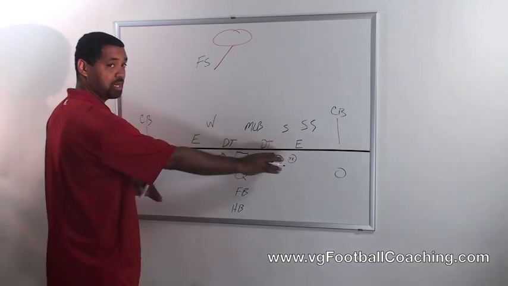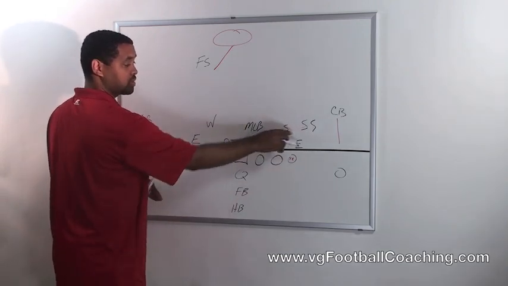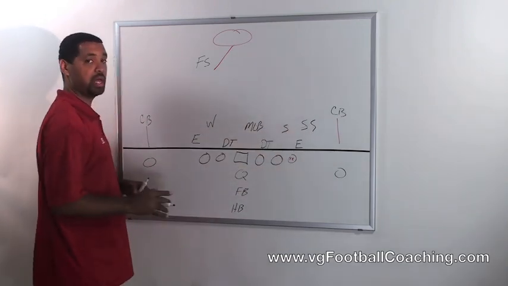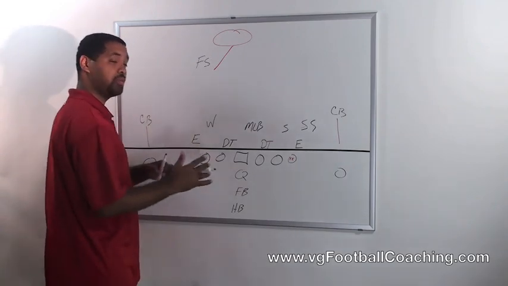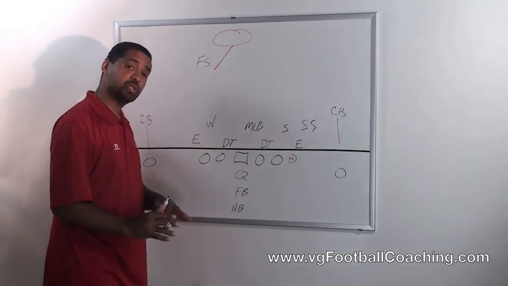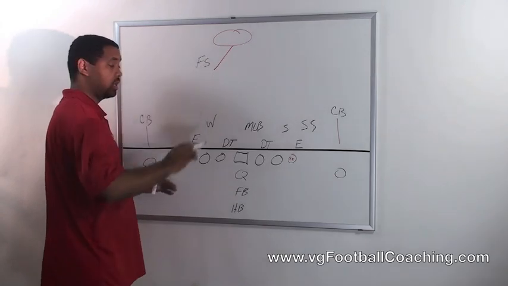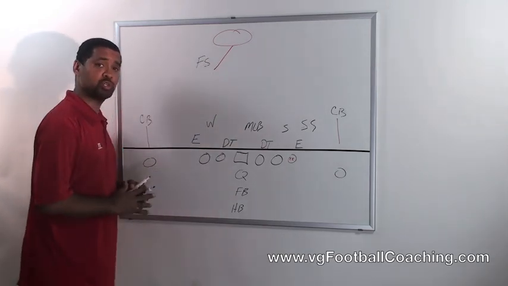You have 4 down linemen again. And now we bring the strong safety up, so that gives us 4 people at the linebacker level. And now, even though we're still in our 4-3 defense, cover one, we're showing a 4-4 to the offense.